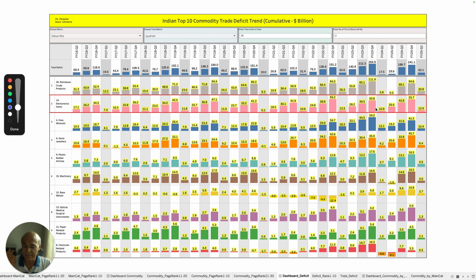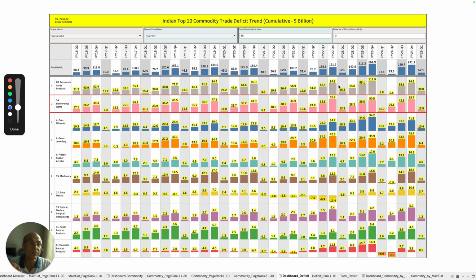But there is one item which is a matter of huge concern, which is electronic items. India has put in some constructive policies to increase local manufacturing. But unfortunately, friends, if you look at the data, you will find that all our policies have not given results till date, including the PLI policy. If you see item number 2, electronic items, our trade deficit on account of electronic items is on an increasing trend, especially in the later quarters.